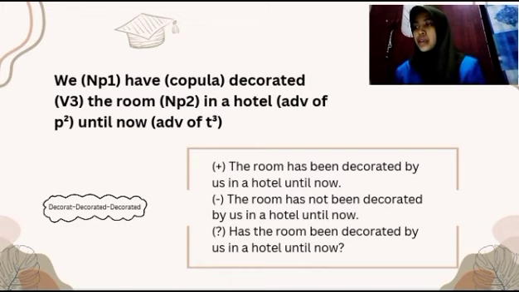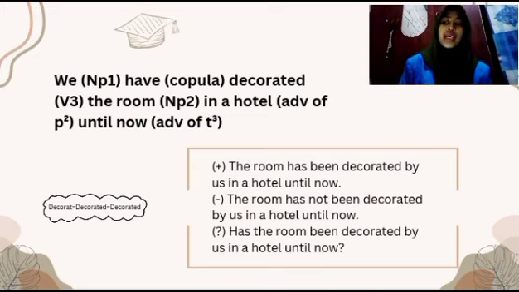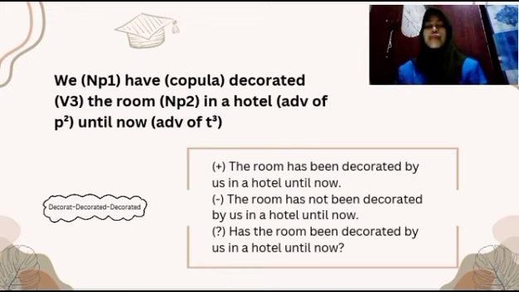The example for present perfect tense: we have decorated the room in a hotel until now. We is NP1, have is copula, decorated is verb 3, the room is NP2, in hotel is adverb of P2, until now is adverb of T3.